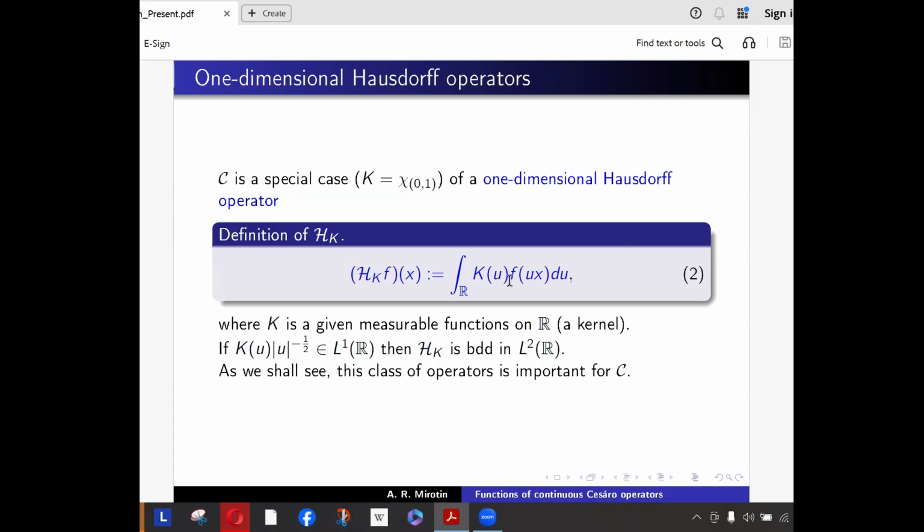And we shall see that the operator HK is not the most general form of Hausdorff operators, even of one-dimensional Hausdorff operators. For example, here we integrate with respect to the Lebesgue measure, and x is multiplied only by u, not by some function of u. But this class of one-dimensional Hausdorff operators is important in the functional theory of the operator C, as we shall see later.